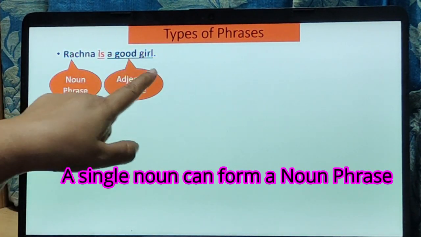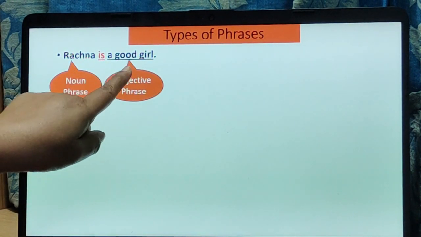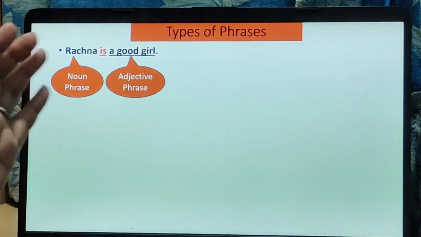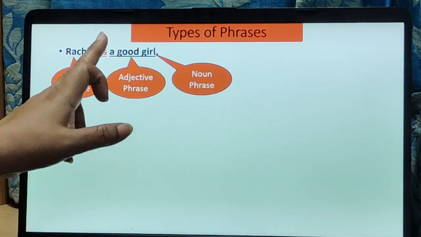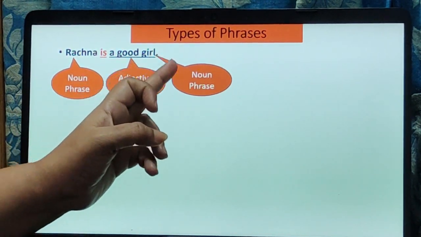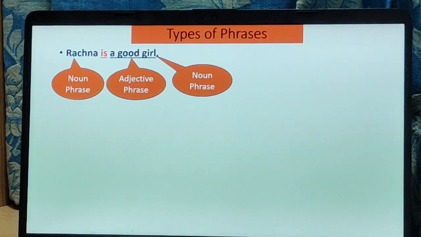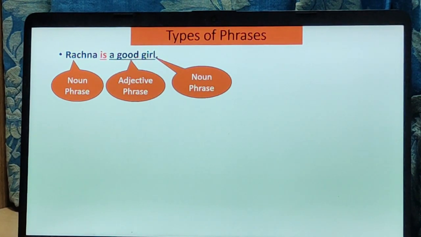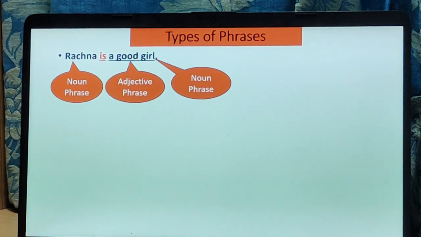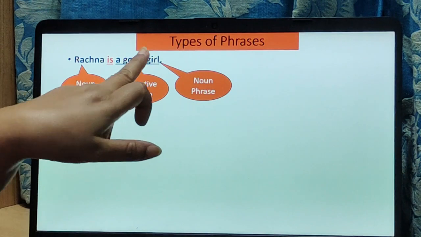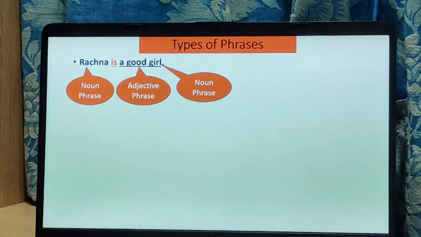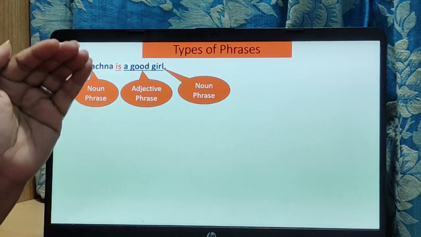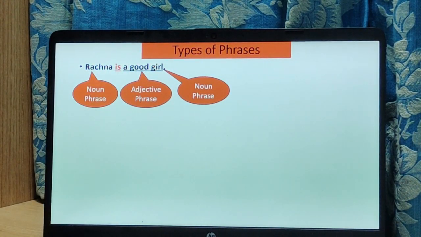But if we talk about a good girl, a is an article and good is an adjective. Only good girl can be an adjective phrase, if I'm talking about that. But if I take the whole thing, a good girl, it is known as a noun phrase, because it begins with an article and ends with a noun. So we've come to know about two types of phrases. One is a single noun, which can form a phrase, and one is an adjective phrase, which is an adjective plus a noun, good girl. But a noun phrase can be a good girl, the whole three words together.